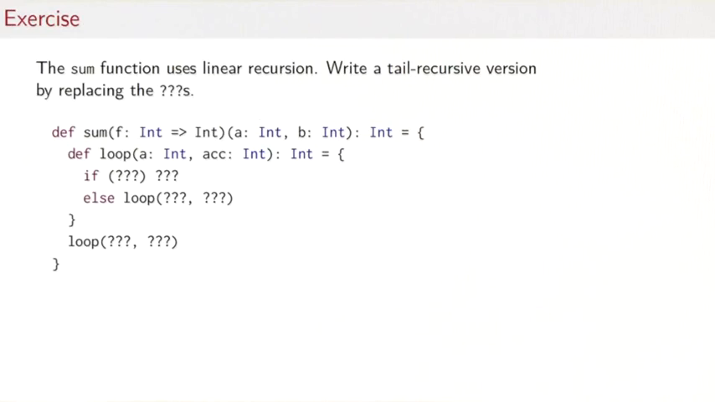Let's do an exercise. The sum function uses linear recursion. Can you write a tail recursive function instead? Note that unlike factorial, sum really could profit from this tail recursion optimization. Because if the interval between a and b is large, you might get a lot of different recursive steps, so you might risk a stack overflow. So let's rectify that and design a tail recursive function instead. I've already given you a template for this function. It uses a nested function loop, and all you have to do is replace the triple question marks here and here.